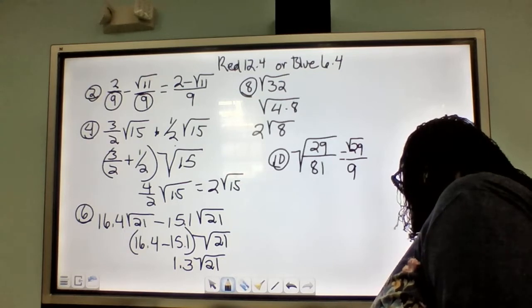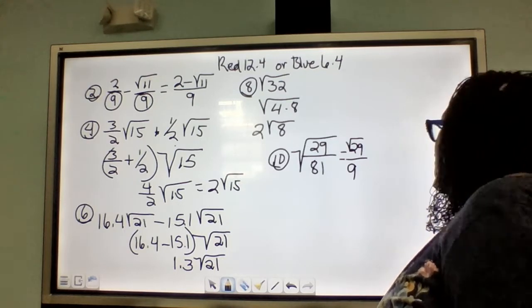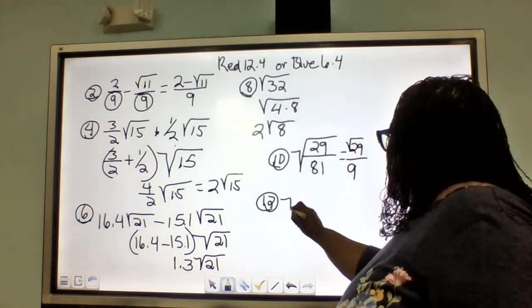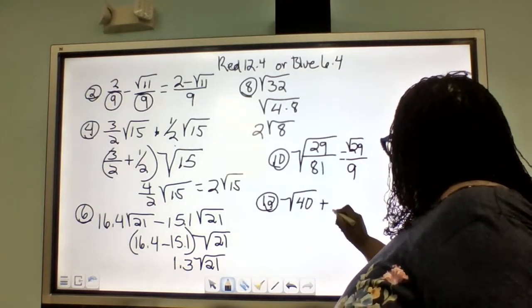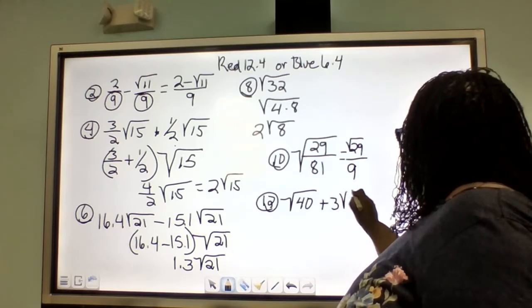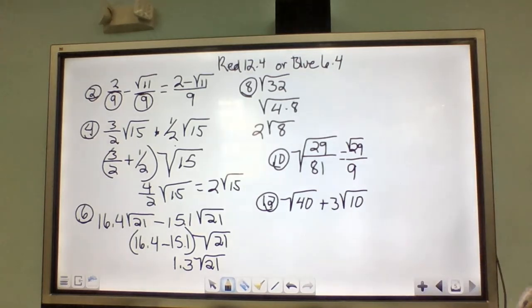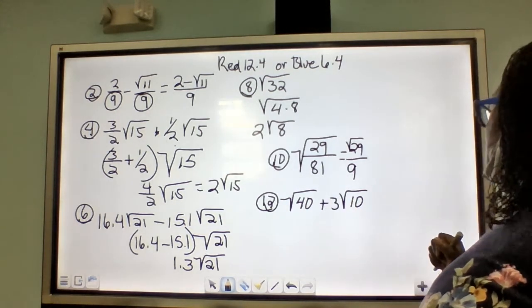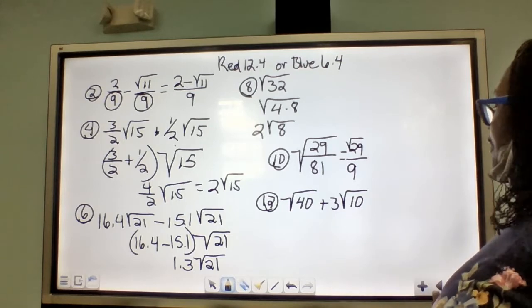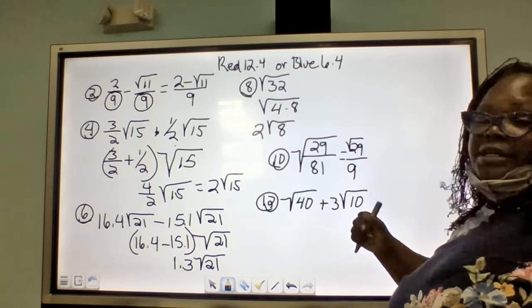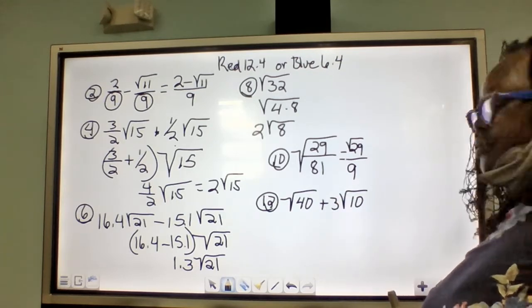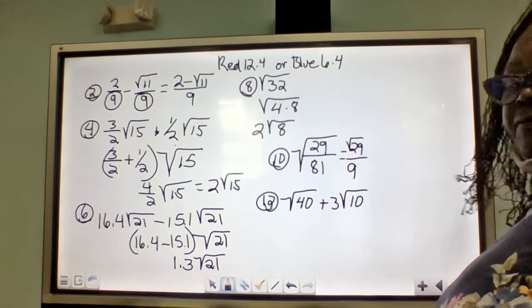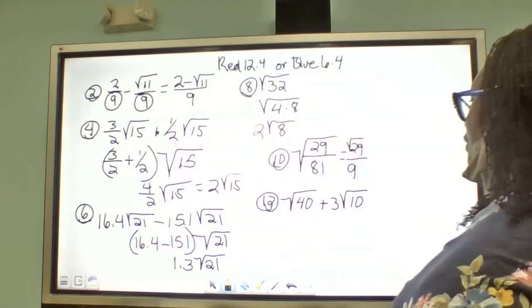Let's look now at number 12. On number 12, we have the square root of 40 plus 3 the square root of 10, okay? So now we take a look at this and we say, okay, we have a square here and we have a square here, okay? And we know that 40 has some factors in it that we can factor out and find a perfect square, all right?